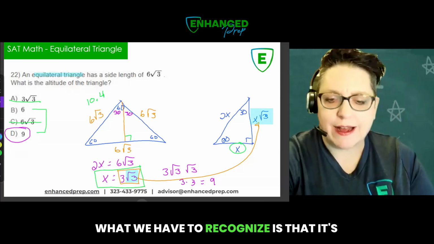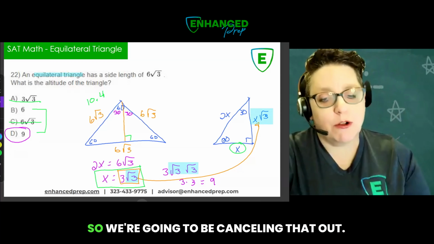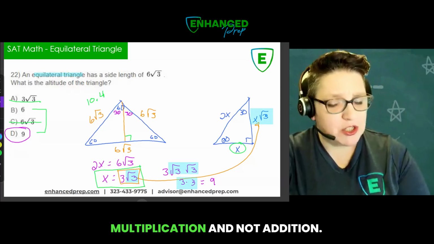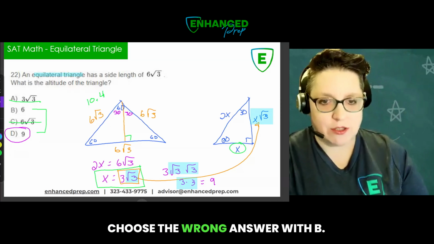What we have to recognize is that it's already giving us a root 3 in that value, so we're going to be canceling that out. Make sure we recognize that this is multiplication and not addition. Otherwise, we could choose the wrong answer with B.